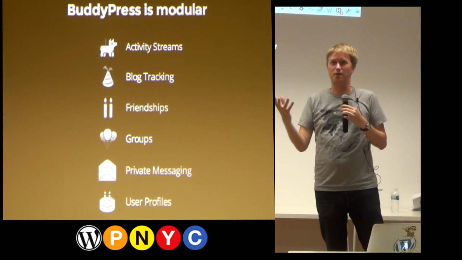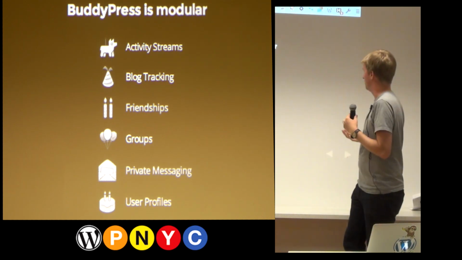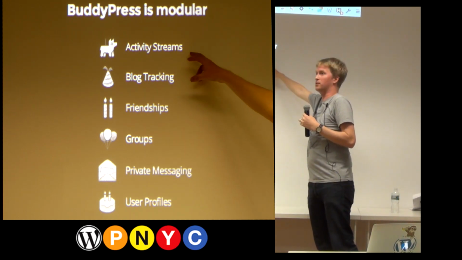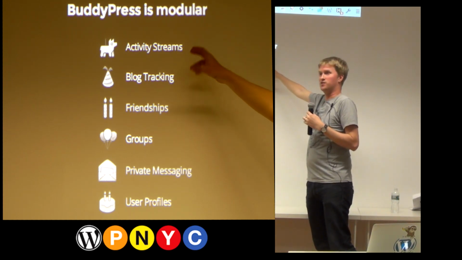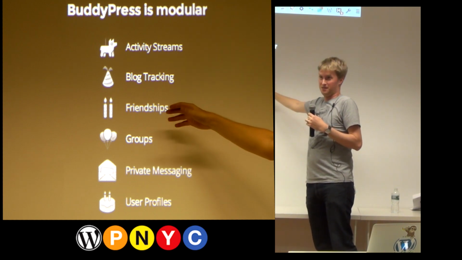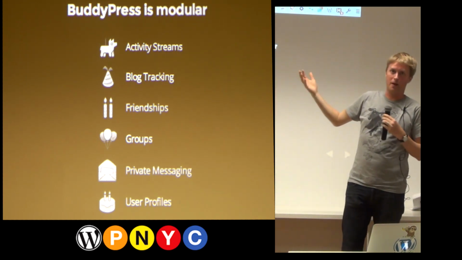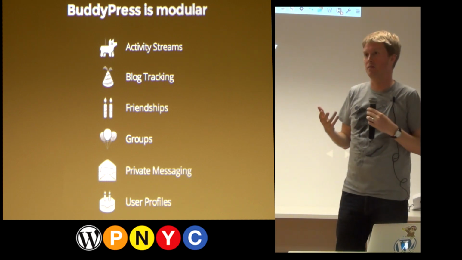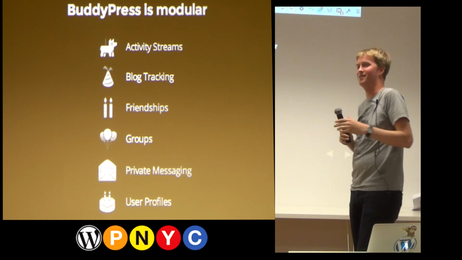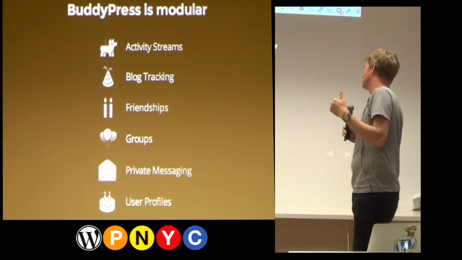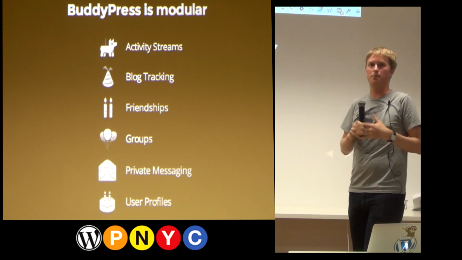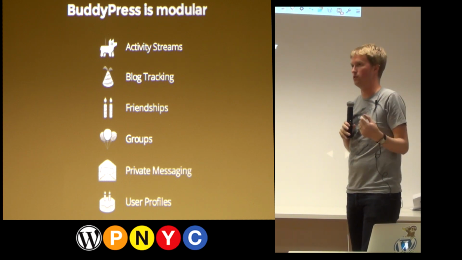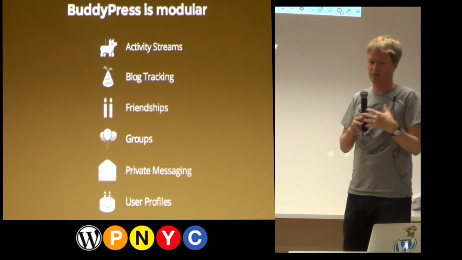All of these features are independent of each other. When they're turned on together, they often work together in cool ways. For instance, when you have friendships turned on, then you're able to view the activity stream as filtered by your friends. But all of these are independent of each other. When I pitch this to developers, what I like to say is that BuddyPress is a little bit like a library of tools for building social features. You can take this tool and add it to this tool and put it together like Legos.